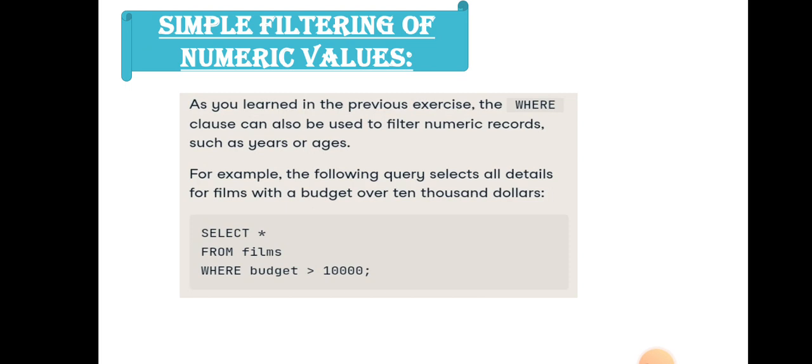For example, the following query selects all details for films with budget over $10,000. So here the numeric value is $10,000. For example, SELECT * FROM films WHERE budget > 10000.